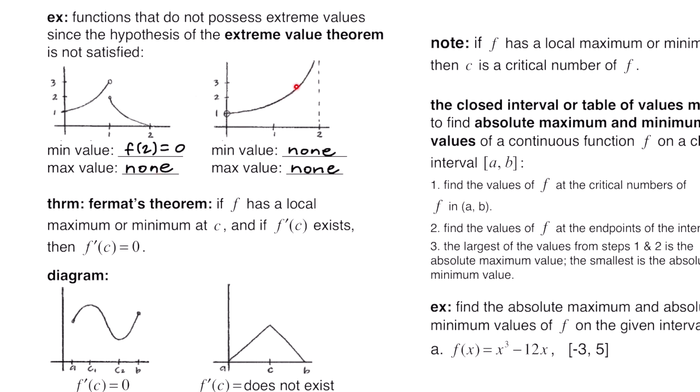Similarly, this graph is not continuous on a closed interval. Here we have an open dot, and over here we have a vertical asymptote. So this graph actually doesn't have a minimum value, and it also does not have a maximum value.